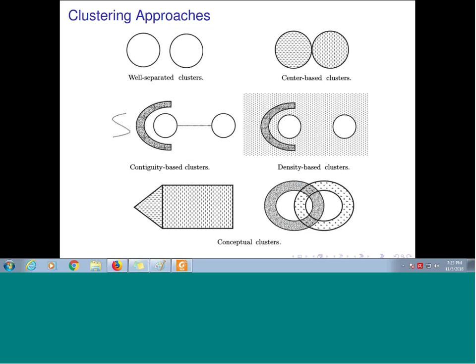I got a question. Let me just answer that. What is the role of density here? Please explain. Okay, all right. So I say that sometimes you need the clustering.